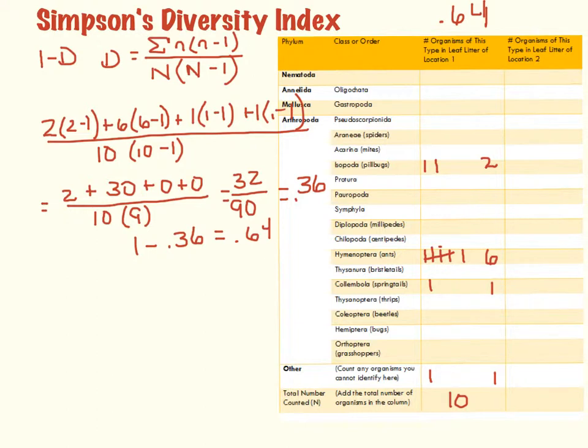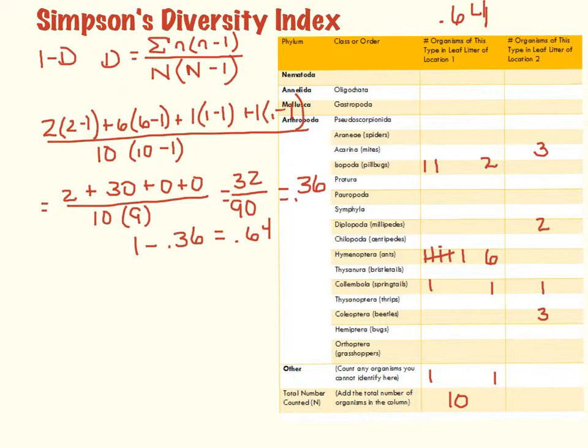Okay, let's look at another example. Suppose in my second leaf litter sample, I end up, after doing my tally, with 3 mites and 2 millipedes, 3 beetles, and maybe a springtail.